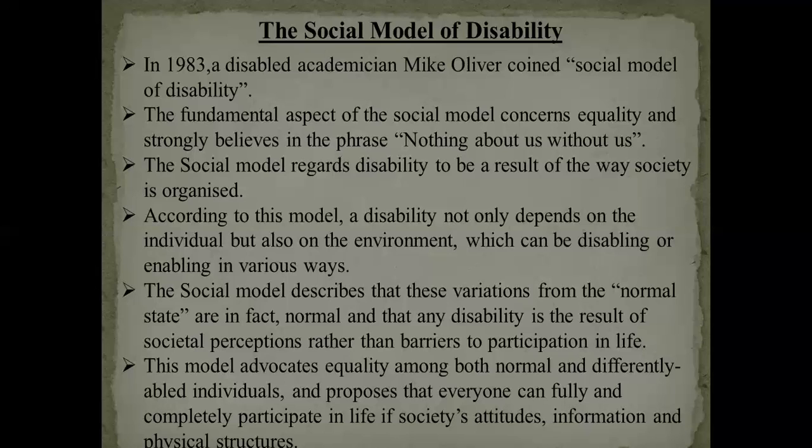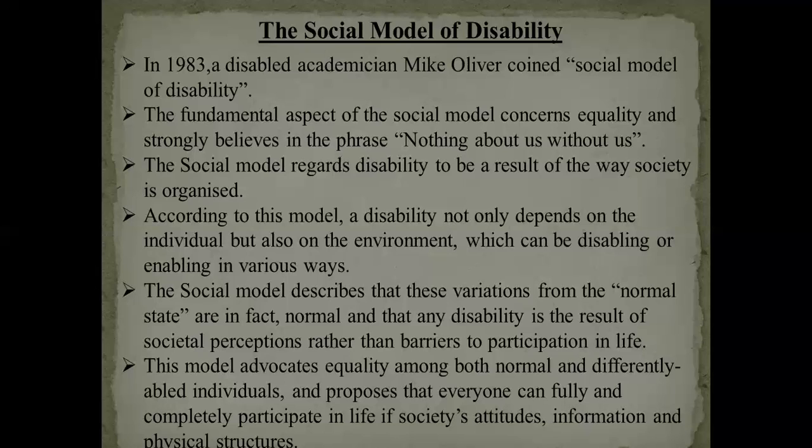Whereas in the social model, it is like, why do you view him as a handicapped person? Just view him as a person with some different ability. Don't name him a disabled person, you can name him a differently abled person. Here the social model tells us that society is the wrong one, the one looking at these people in a different manner. According to this model, disability not only depends on the individual, but also on the environment, which can be disabling or enabling in various ways.